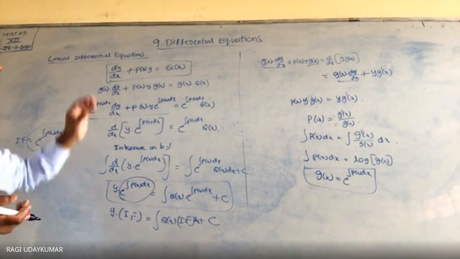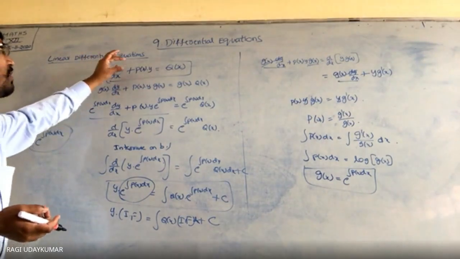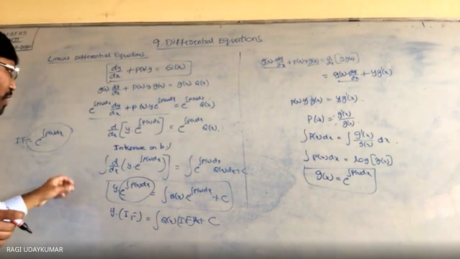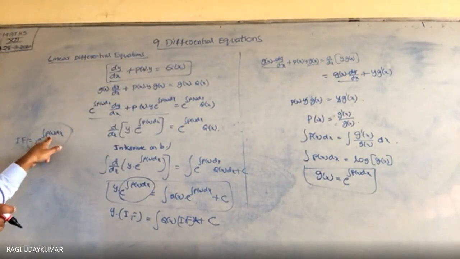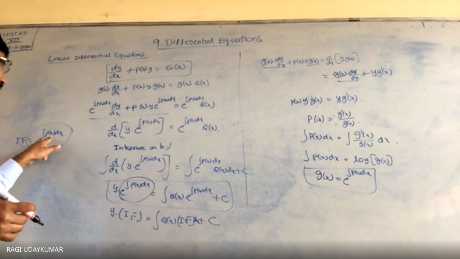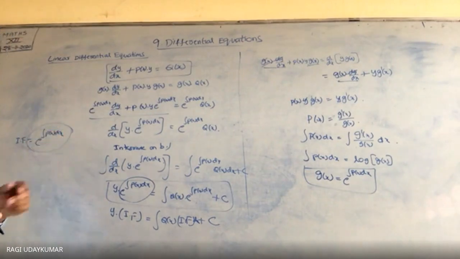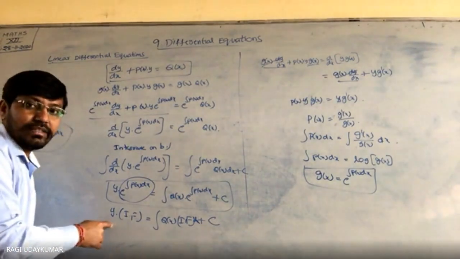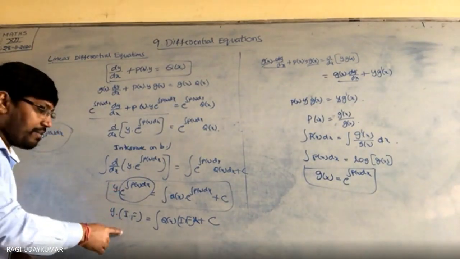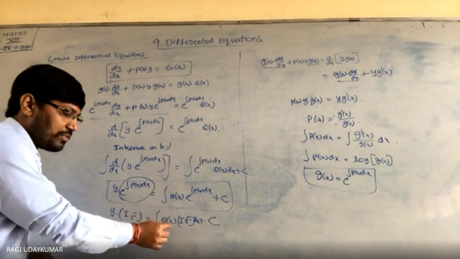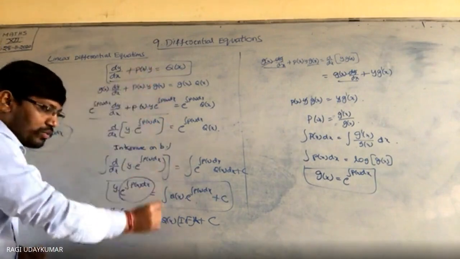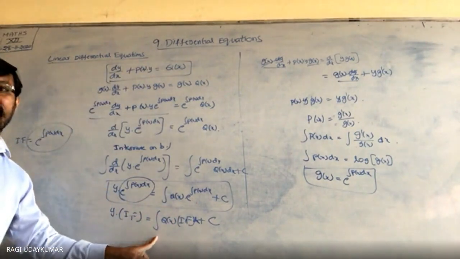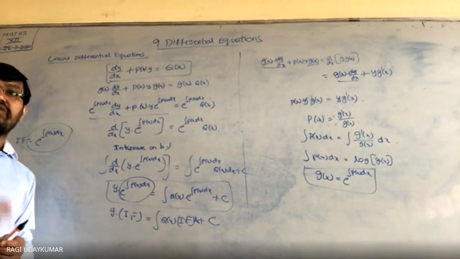First thing what to do? After the differential equation is given, identify what is p of x, what is q of x, and you have to find out integration of p of x. Find out integration of p of x, find out what e power integration of p of x is, and you have to write the solution as y into integrating factor is equals to integration of q of x, whatever it is given, and integrating factor, and once again you have to integrate this.